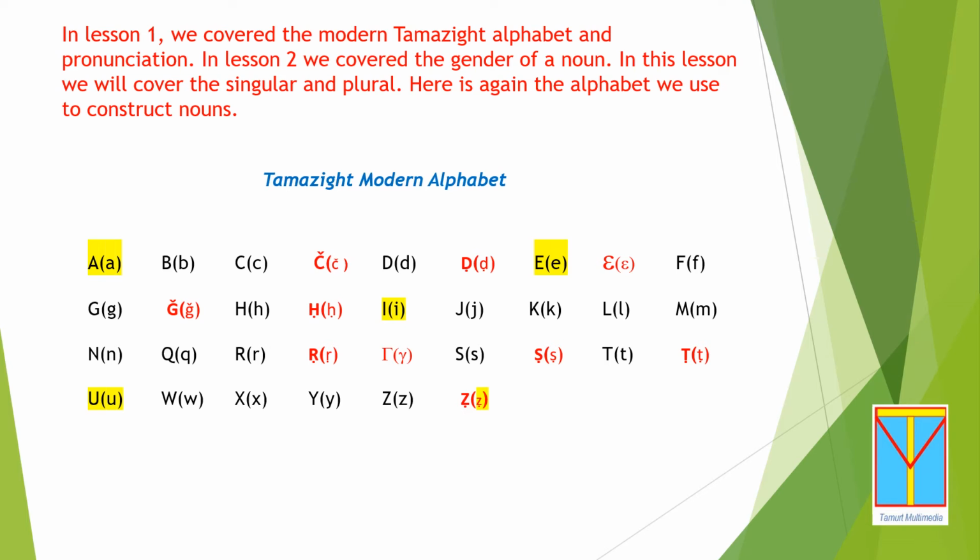In Lesson 1, we covered the modern Tamazight alphabet and pronunciation. In Lesson 2, we covered the gender of a noun. In this lesson, we will cover the singular and plural. Here is again the alphabet we use to construct nouns.